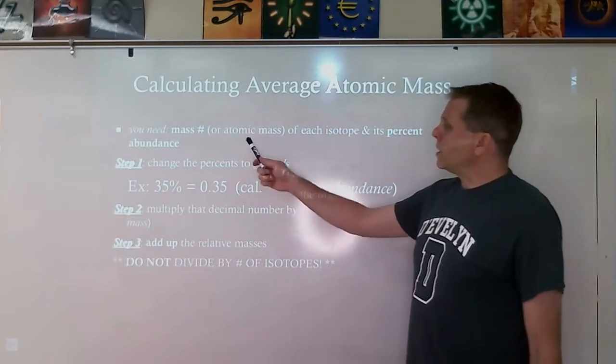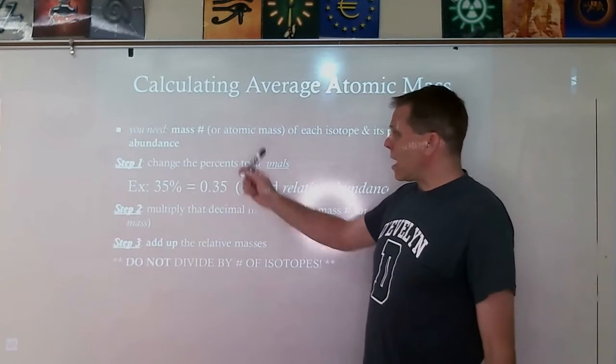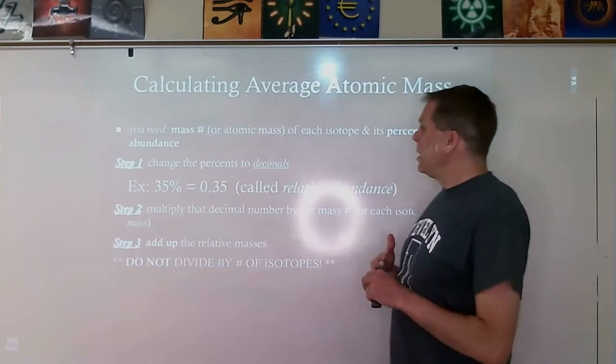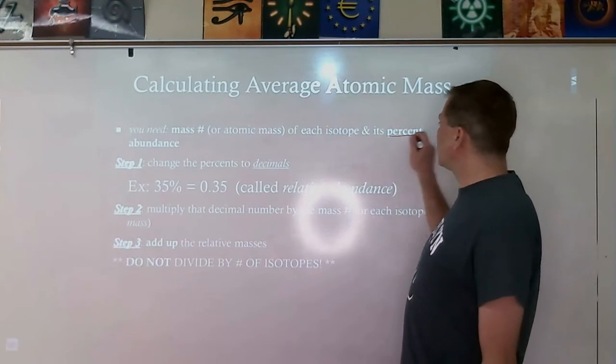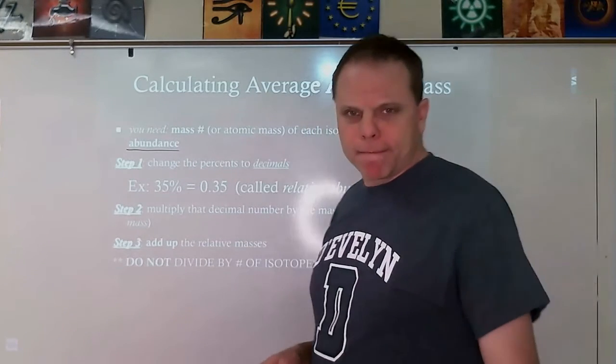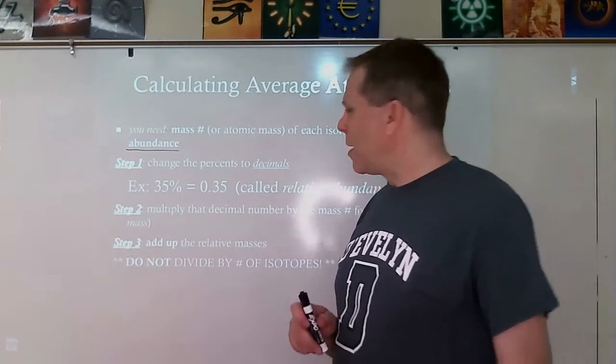So what we're going to do is figure out its mass number or its atomic mass, and then the percent abundance. That's important here. To do our average atomic mass, we have to do something called percent abundance. I'm going to show this to you quickly. Be prepared to have it on a test. So you may or may not see this on the test.